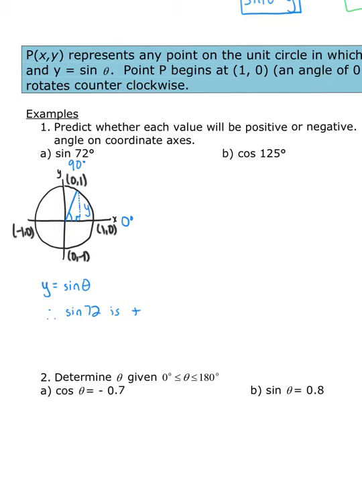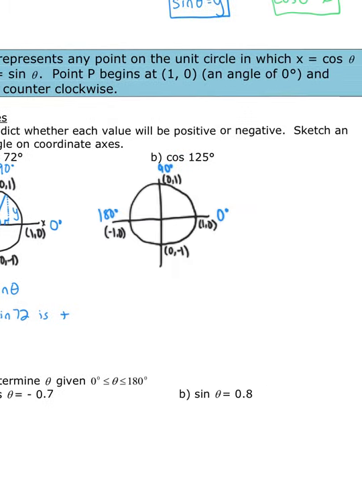And if you check that with your calculator, you get sine of 72 is 0.95105 and so on. Remember to make sure your calculator is in degrees. So in the next question, we want cos of 125.